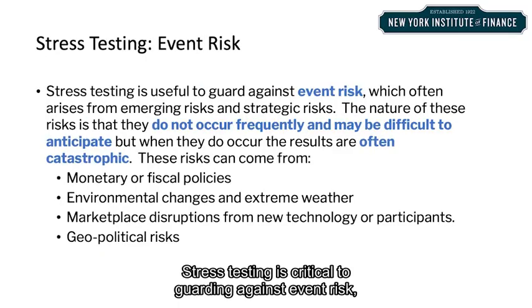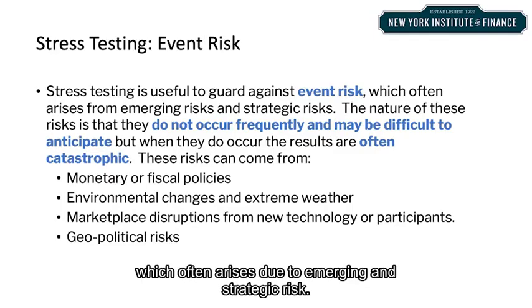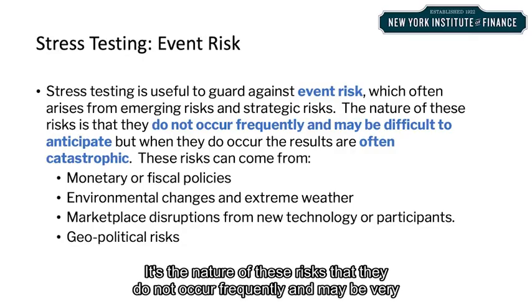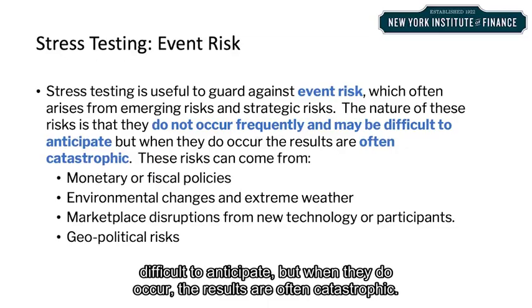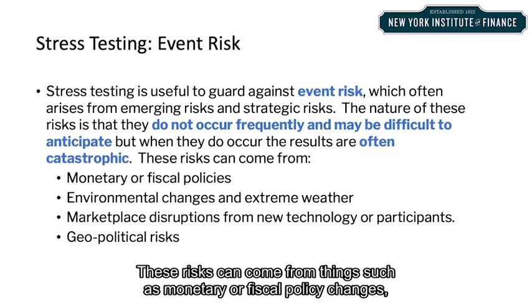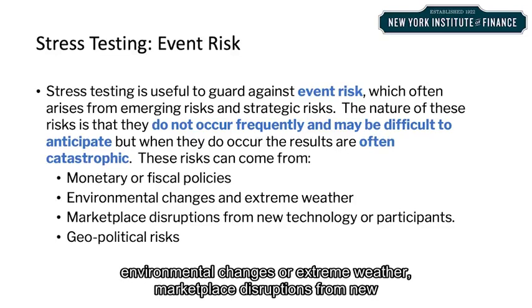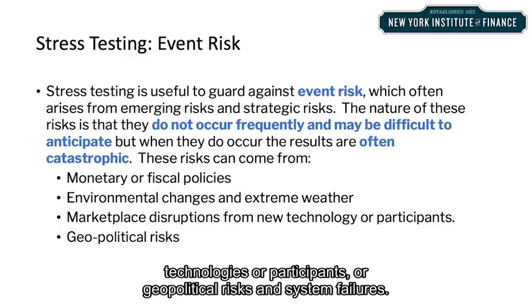Stress testing is critical to guarding against event risk, which often arises due to emerging and strategic risk. It's the nature of these risks that they do not occur frequently and may be very difficult to anticipate, but when they do occur, the results are often catastrophic. These risks can come from things such as monetary or fiscal policy changes, environmental changes or extreme weather, marketplace disruptions from new technologies or participants, or geopolitical risks and system failures.